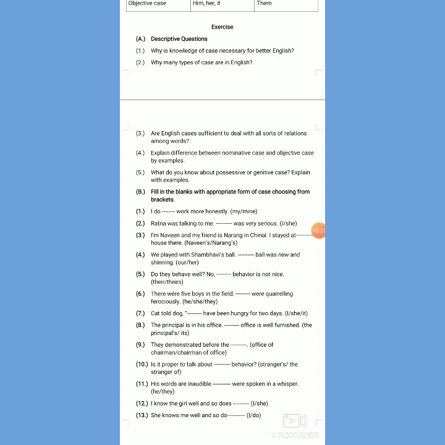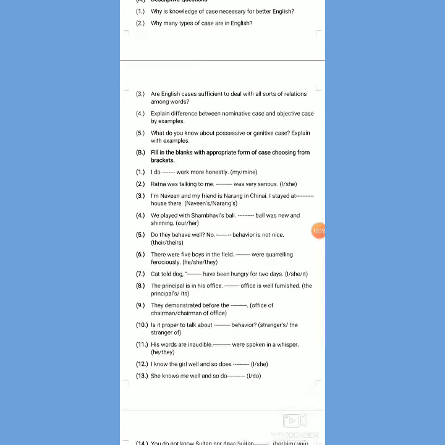Explain the difference between nominative case and objective case by examples. I have already told you that the difference is that the nominative case pronoun functions as the subject and the objective case functions as the object. Now we are moving to the last question. What do you know about the possessive or genitive case? Explain. It is the pronoun which talks about the possessor and possessed relationship.